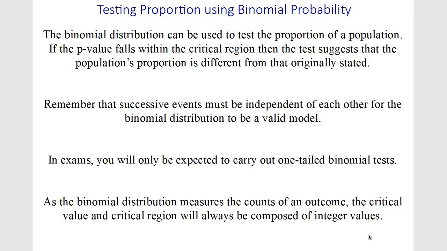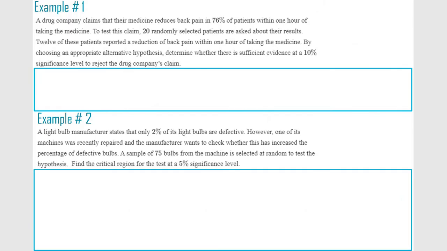All right, and you always want to make sure that it comprises integer values, so none of those decimals. All right, so let's do an example. Okay, so looking at the first example, the drug company says 76% of their patients reduce back pain. We get 20 patients. 12 of them say they reduce their back pain.